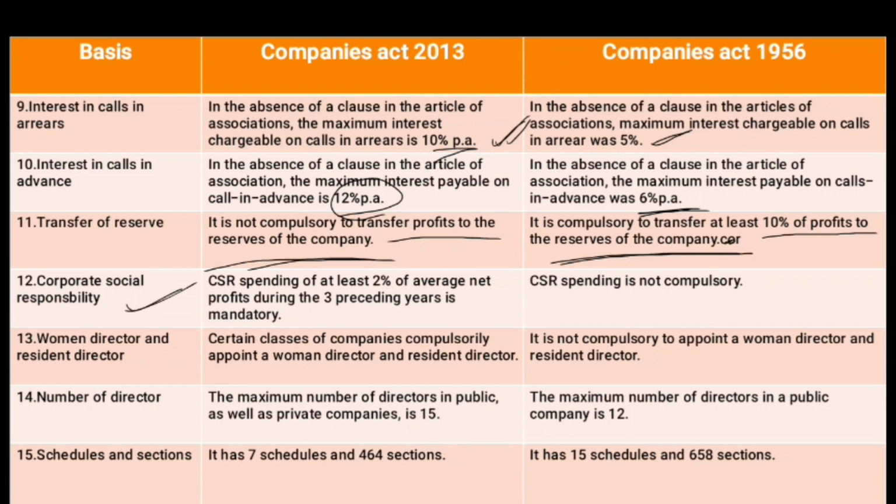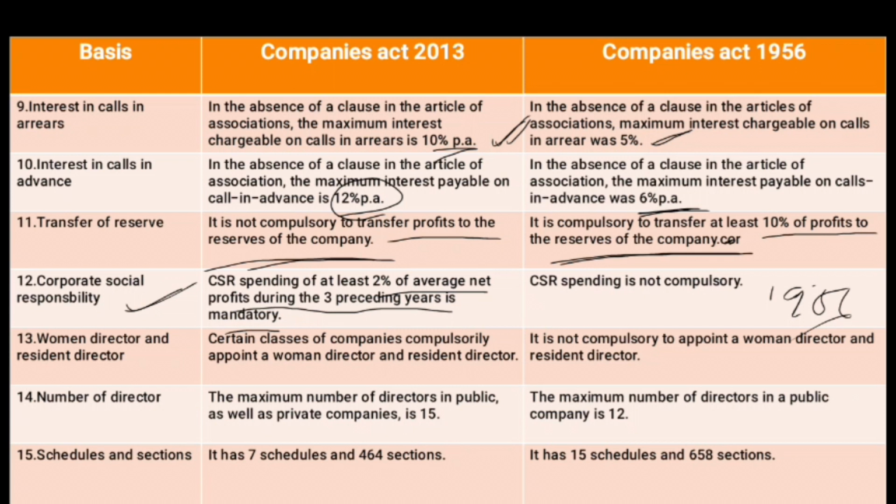Now it is mandatory under the Companies Act 2013 that CSR spending of at least 2% of the average net profit during the preceding 3 years is required, which means a company has to spend at least 2% of the profit of the last 3 years on social work. But CSR spending was not mandatory under the Companies Act 1956. Okay, but it has now become compulsory under the Companies Act 2013 to spend at least 2% of the profit on corporate social responsibility, which means for social purposes.